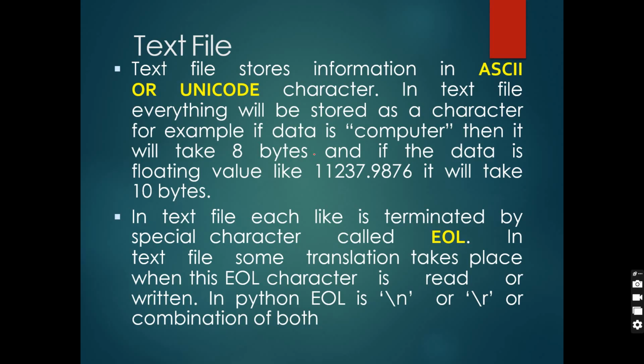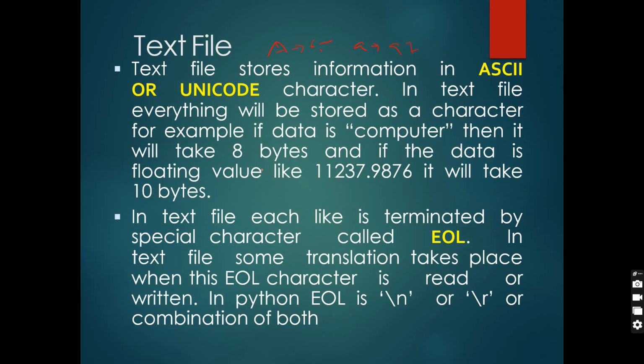A text file stores the information in ASCII or Unicode characters. For example, the capital A is stored as 65, and the small a is stored as 97. Like that, we store the particular information in a coding format, which is called ASCII or Unicode character. So in text files, everything is stored as a character.